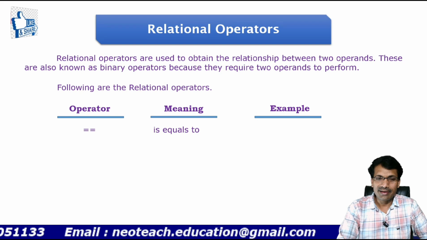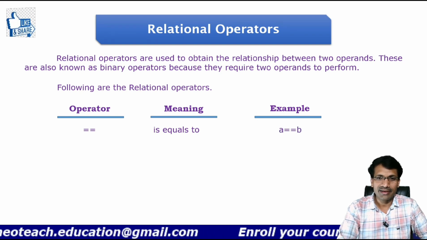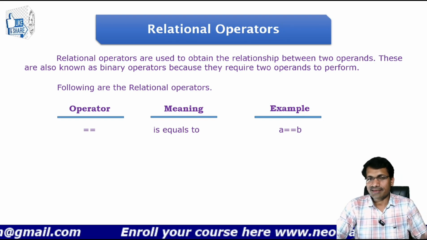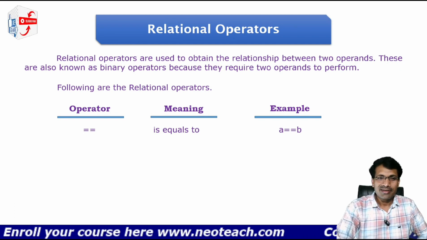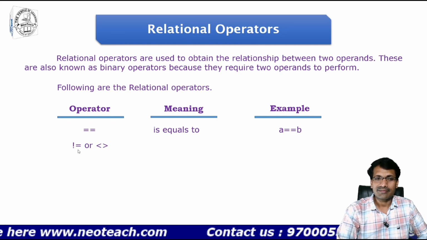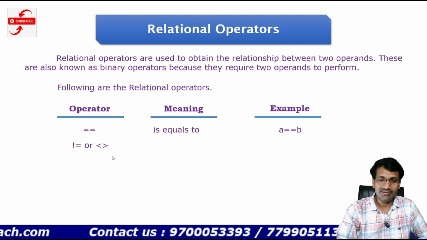These relational operators we can also call comparison operators. First one is equal to, where we compare whether LHS is equal to RHS, meaning whether the left hand side quantity is equal to the right hand side or not. Next, not equal: exclamation mark followed by equals, or less than and greater than symbols together, collectively mean not equal.